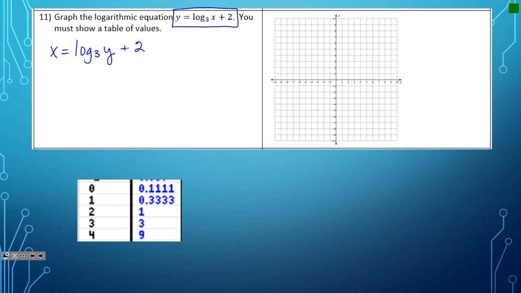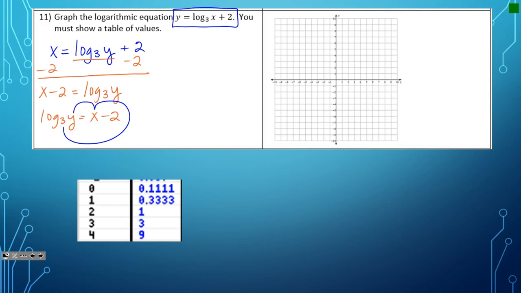Now I need to isolate the logarithmic expression, which is this right here. So to get rid of this 2, I'm going to subtract it from both sides. And I would have x minus 2 equals log base 3 of y. Now what I'm going to do is put this into exponential form. But before I do that, I'm going to rewrite it. I'm just going to flip-flop the sides, since usually we see the logarithmic expression on the left side. So now this is going to turn into 3 to the x minus 2 equals y.